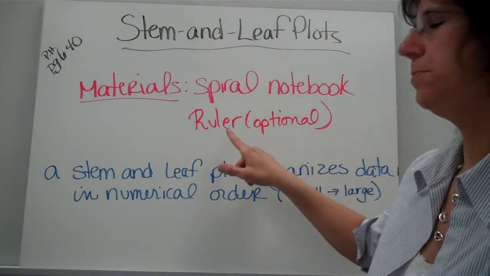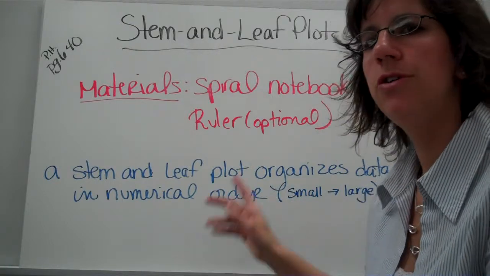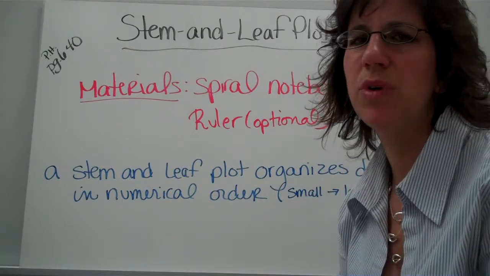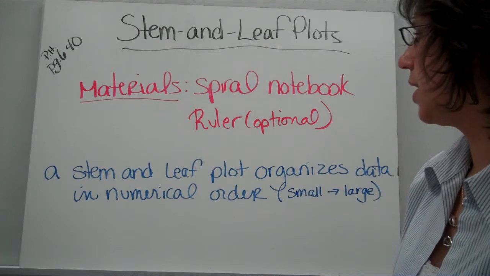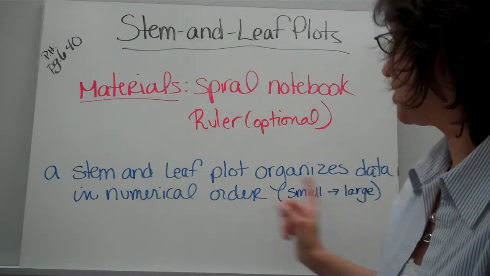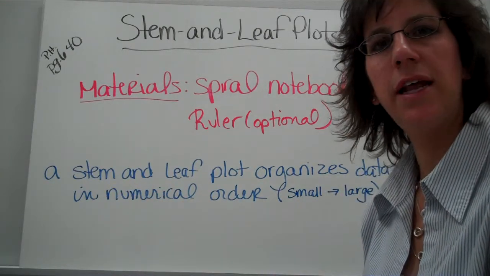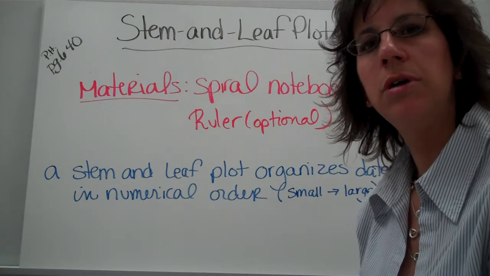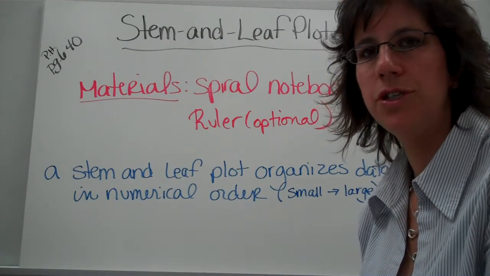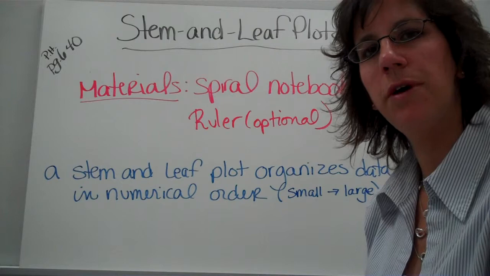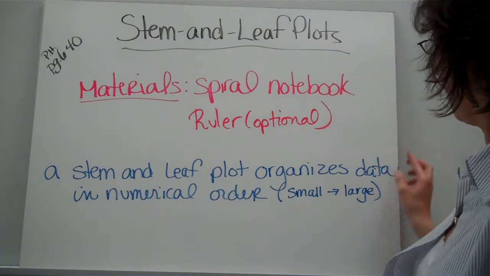So make sure you have a spiral notebook, and if you are real particular about your notes, you might want a ruler. It's not really required, but optional if you want it. Know that a stem and leaf plot is really organizing your data in numerical order, small to large. Go ahead and pause the video if you need to, otherwise, let's keep on going.